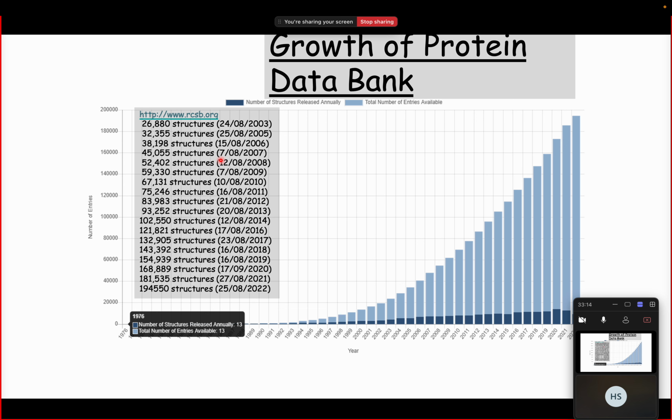So let me take your attention to the Protein Data Bank. So basically, what is a Protein Data Bank? The Protein Data Bank is a repository which contains the information about the proteins for which the structures have been determined. And now we know what the techniques used for determining the structure are. It is X-ray crystallography, NMR, correct?